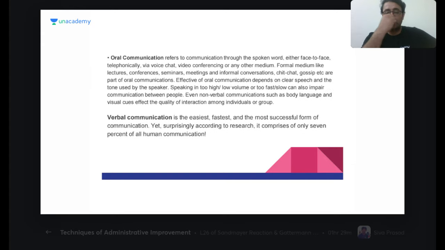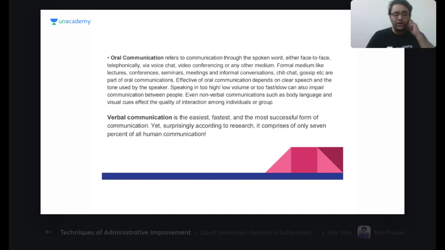Okay, oral communication. Like I said, oral communication is when you speak. Like how I am speaking to you right now, that is oral communication. How you are speaking to me right now is written communication, because you're writing to me and I'm speaking to you. Even though you're writing to me, I can read your messages here and then I'm replying to you orally. So that is oral communication as well.